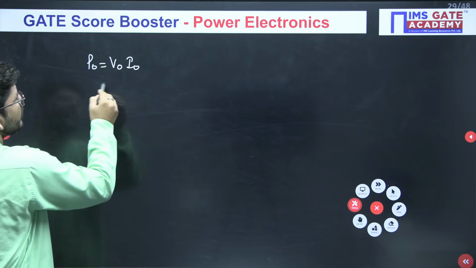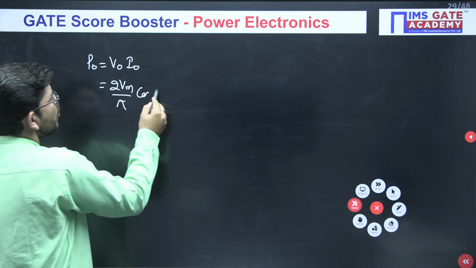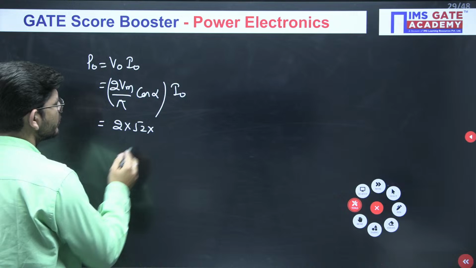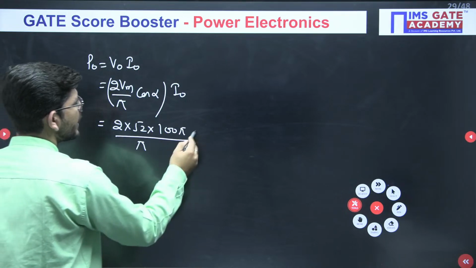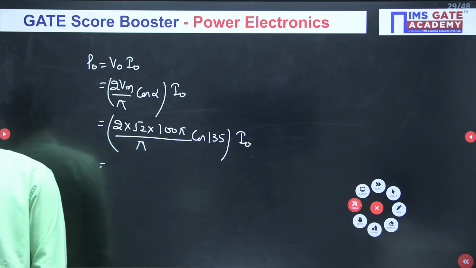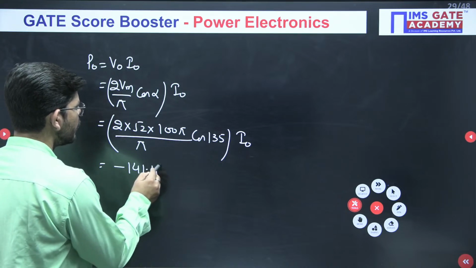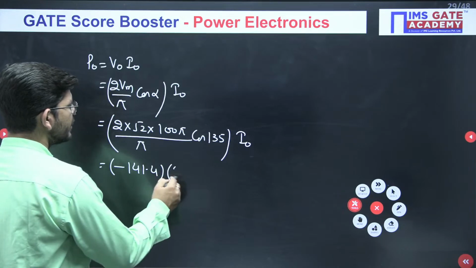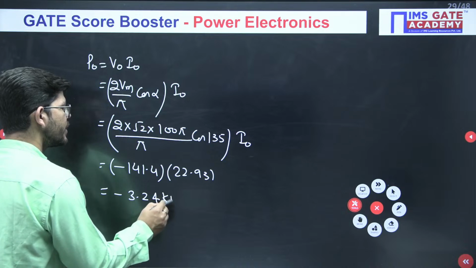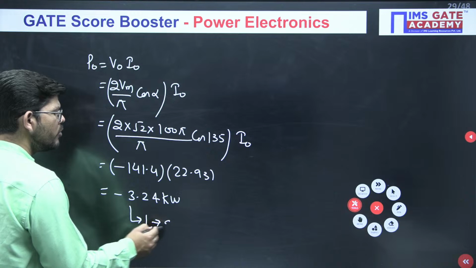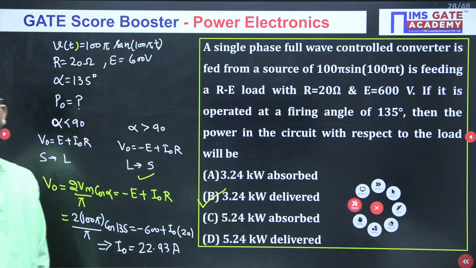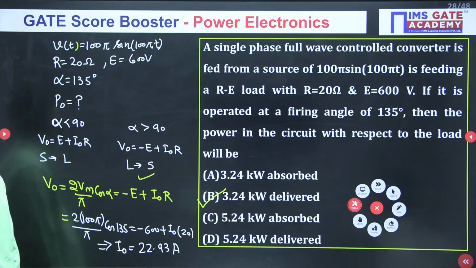Power will be V0 into I0. Again, V0 will be 2Vm by pi cos alpha into I0. So 2 into Vm will be root 2 into 100 pi upon pi, and cos of 135 into I0. When you solve this, you will get V0 as minus 41.4, and I0 you already calculated as 22.93. So you will get power as minus 3.24 kilowatt. Negative power means power is flowing from load towards the source. So the load will be delivering the power, which is option B, which Nilmesh has told is correct, and you are also absolutely correct.